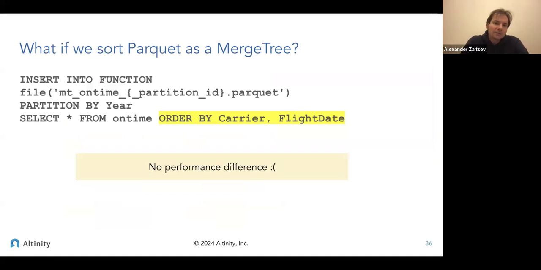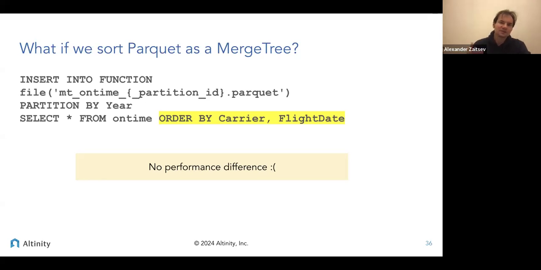I also tried the following. I tried to sort data in Parquet the same way as it's sorted in MergeTree. In the MergeTree table, the data is sorted by carrier and flight date. And if I do the same in Parquet, maybe Parquet will be smart enough to use this ordering when I filter by flight date. But it didn't happen, unfortunately.